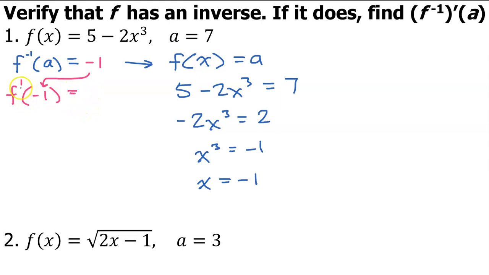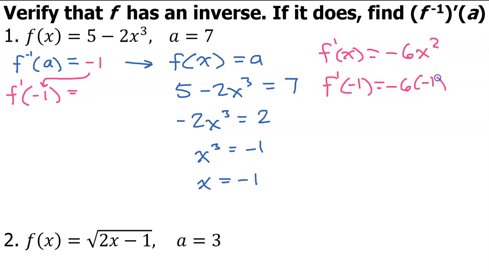So if I'm evaluating the derivative, obviously I need to find the derivative first. So let's come over here and do that. So we need to find f prime. So here's the original function. The derivative of a constant is 0, so I write nothing. And now I'm using the power rule, so I'm going to get negative 6x squared. So here's the derivative. And now I need to evaluate this at negative 1. So that'll be negative 6 times negative 1 squared, which is really just negative 6 times positive 1, which is negative 6. And that is step 2.